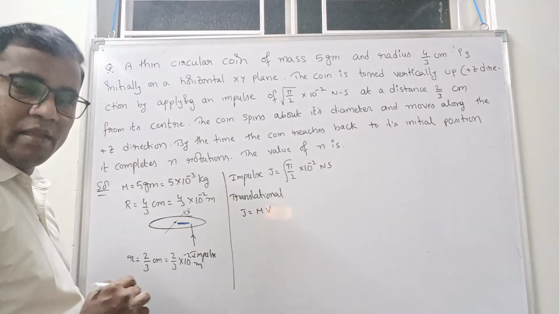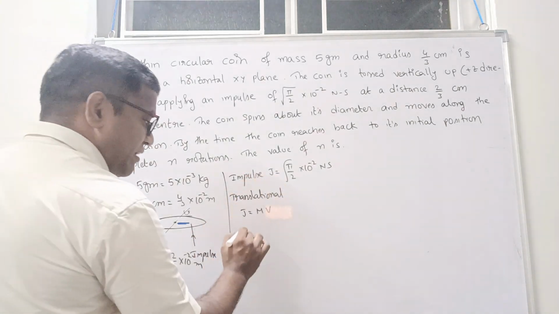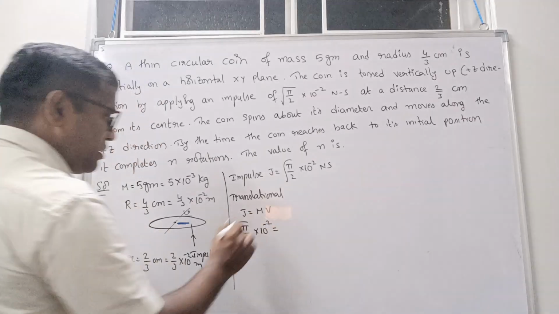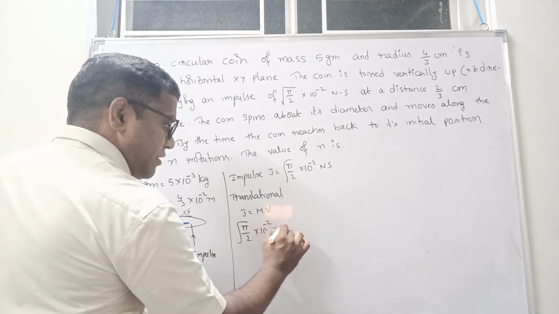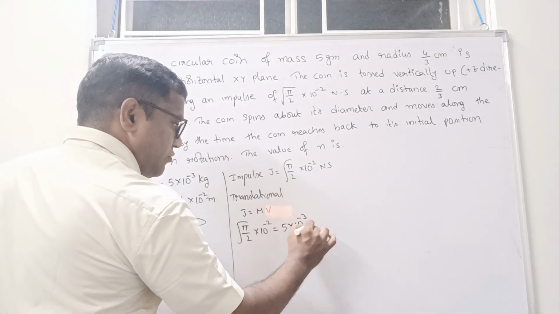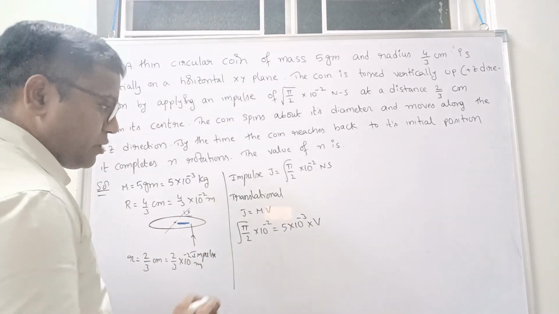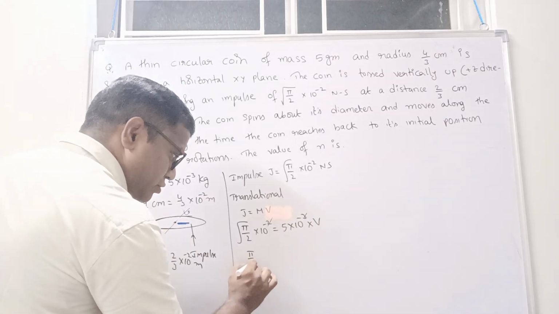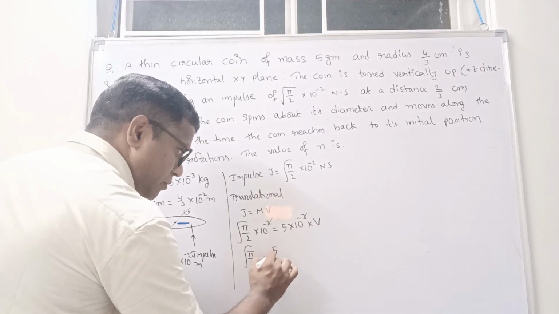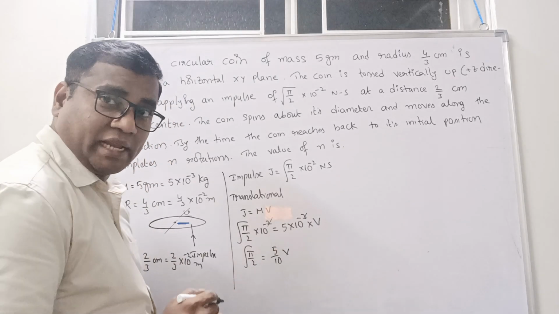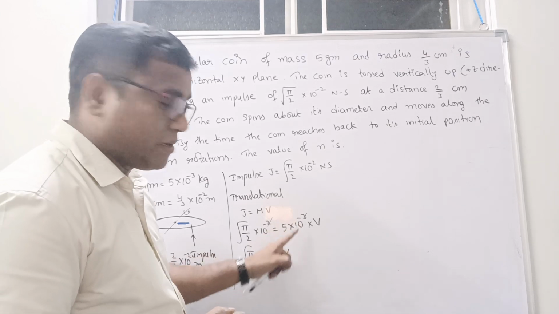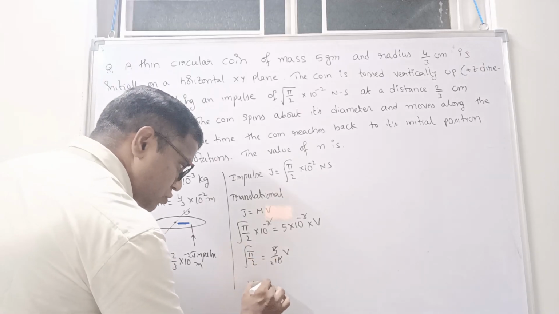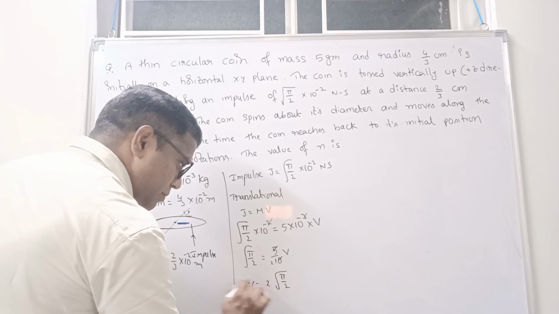Impulse is mass into velocity. So here the impulse is root of pi by 2 into 10 power minus 2, which is equal to mass, 5 into 10 power minus 3, into V. Here the minus 2 and minus 3 combine to give 10 power minus 1, so I write pi by 2 under root is equal to 5 by 10 into V. Since 10 power minus 1 is 1 by 10, the 5 by 10 becomes 1 by 2, so it will go 2. So directly V is equal to 2 root of pi by 2. I got the velocity value.